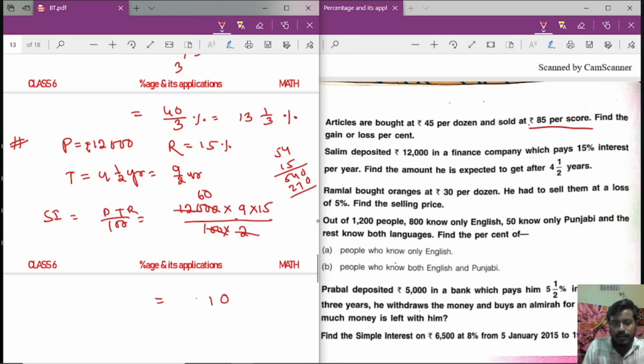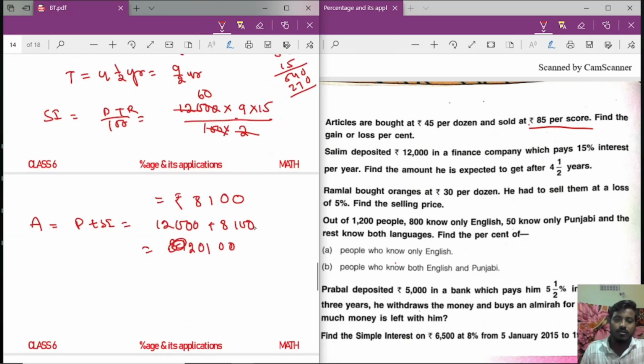11 7 8. Here is again 1 0. So the answer is 8,100 rupees. Now find the amount. Amount equals P plus SI, equal to 12,000 plus 8,100, equal to 20,100.